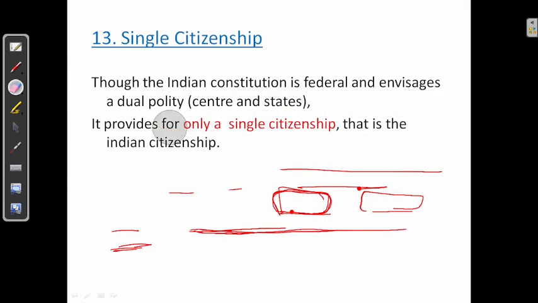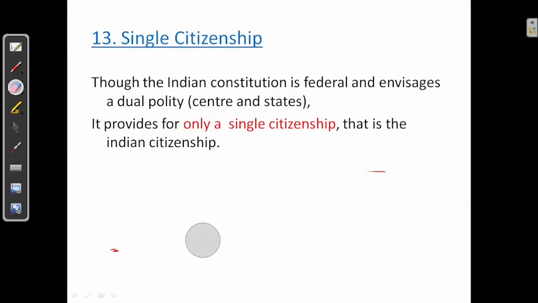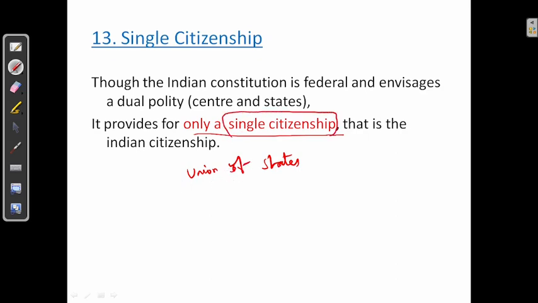Next we will see the single citizenship. Though the Indian Constitution is federal and envisages a dual polity, it provides for only a single citizenship, that is Indian citizenship. Ours is a union of states, right? Though there are many states, we have only one citizenship. India as a whole has only one citizenship.